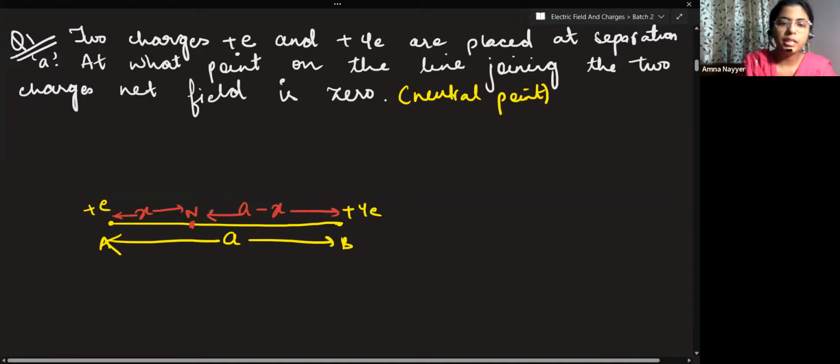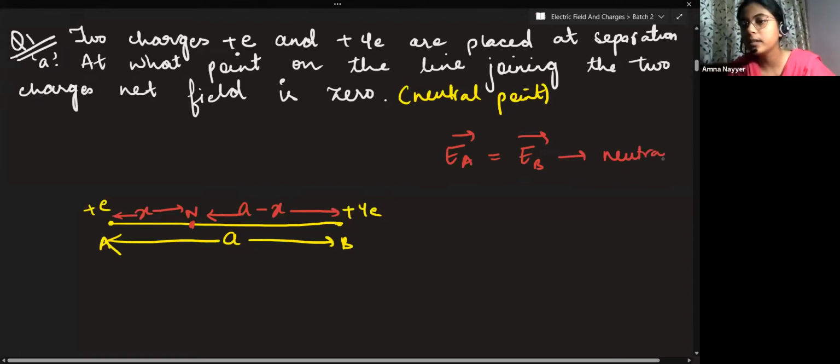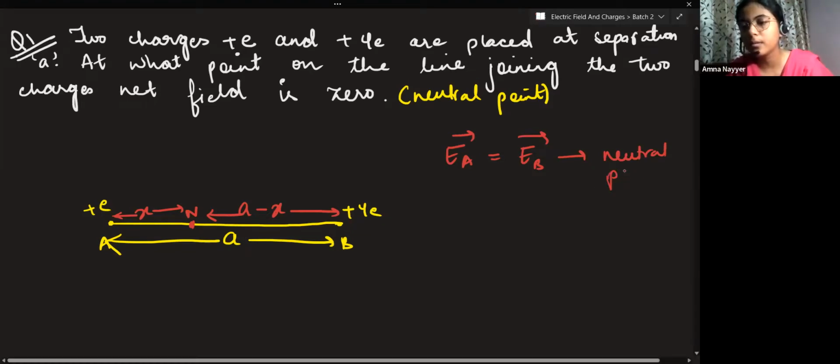Now look at the question carefully. At this neutral point, the electric field due to plus E will be balancing the electric field due to 4E. That's why we are getting a neutral point. Neutral point means net electric field is zero. So if net electric field is zero, this means the electric field due to the charge at point A is balancing the electric field due to the charge at point B. Then only are we in a condition to call this a neutral point. This is the separation that we have taken. Now we have to find out this only. What is this separation?